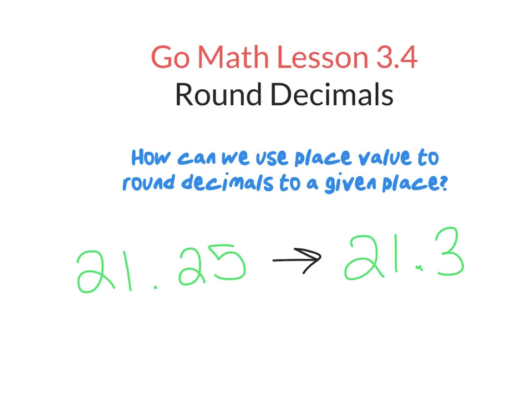Lesson 3.4 is about using place value to round decimal numbers. And students need to be able to round decimal numbers to any place value. So to the tens place, the ones place, the tenths, hundredths, thousandths, any place value. So before we start getting into rounding decimals, let's do a quick review of how to round whole numbers.